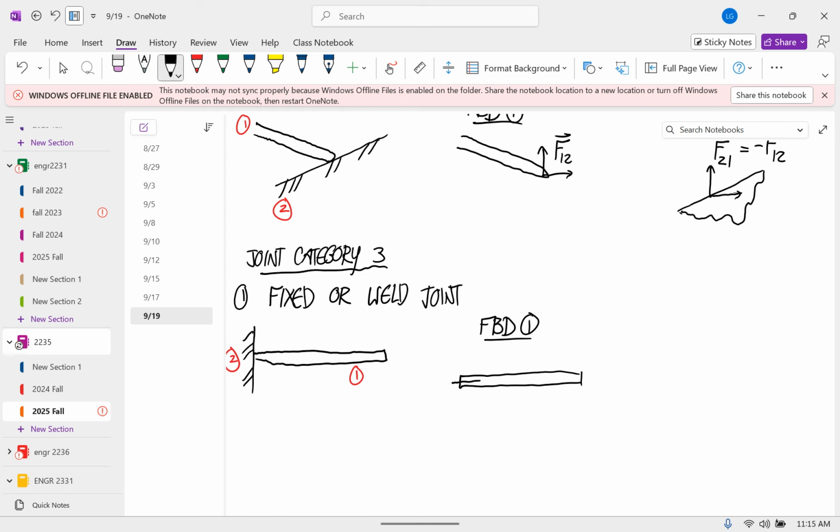Okay, so there's an unknown force vector. So I'll call that the force on 1 by 2. And then there's an unknown couple, and I'll call that M12. And then if you wanted to do a free body diagram of the thing it's connected to, these would both just be equal and opposite.